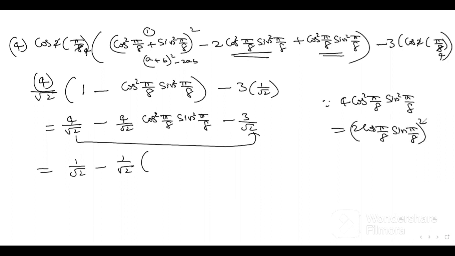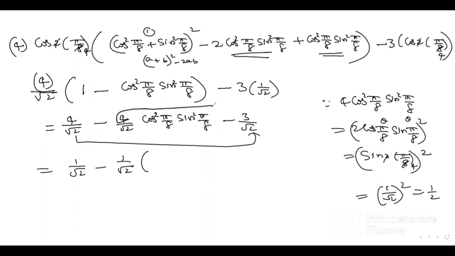Okay, we have 2 cos theta sin theta. The formula for 2 cos theta sin theta is sin 2 theta, theta value pi by 8. Sin 2 into theta value pi by 8 whole square. What we get here? 2 1, 2 4, cos pi by 4 value 1 by root 2. 1 by root 2 whole square is 1 by 2. This value 4 cos square pi by 8 into sin square pi by 8, how much value? 1 by 2.